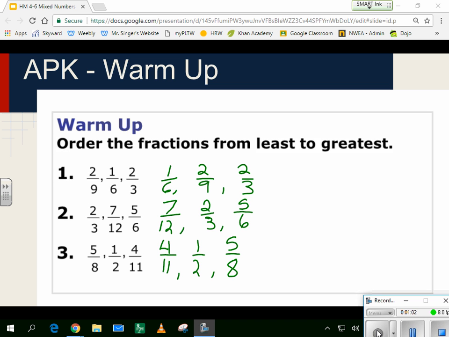So with number 1, 1/6, that's a pretty big gap. 2/9 is a gap, but not as big, and 2/3 is real small. There's only a difference of 1. So that's how you can kind of work through them. Hopefully you did well on that. Now that our brains are warmed up, let's get into the new stuff today.